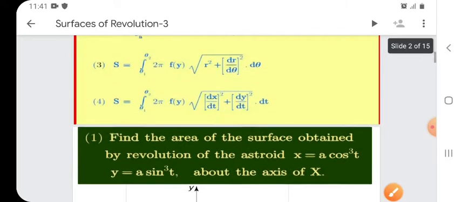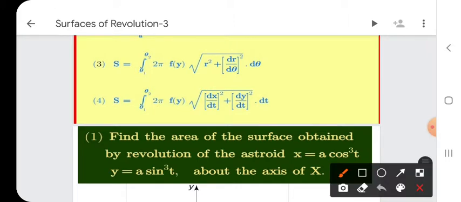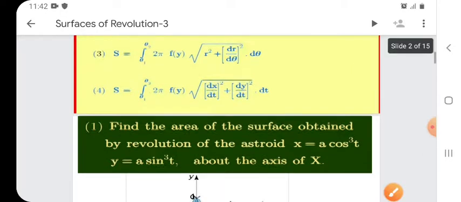So which formula do we have to use? On the x-axis, what do we write? y equals f of x. So our formula changes to 2 pi f of x root of (dx by dt) whole square plus (dy by dt) whole square.